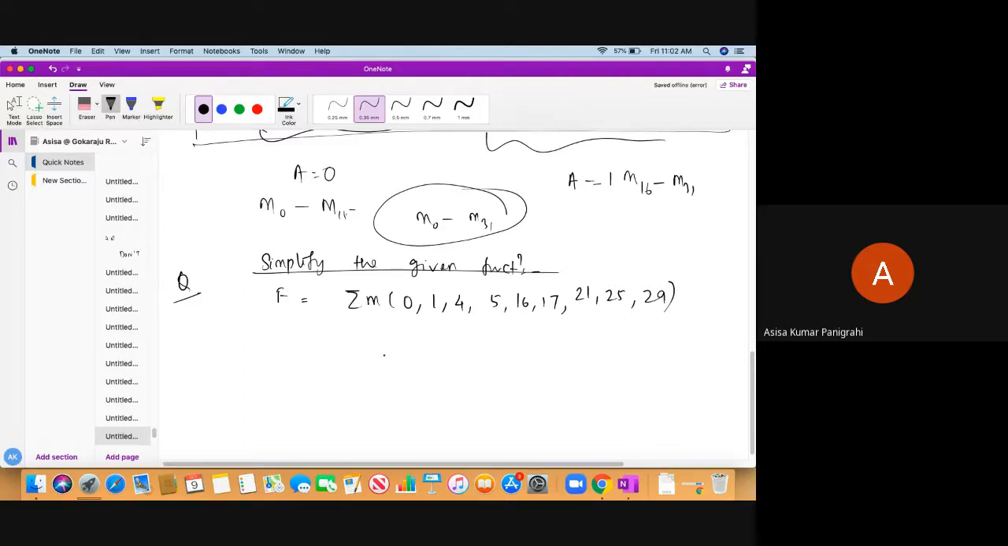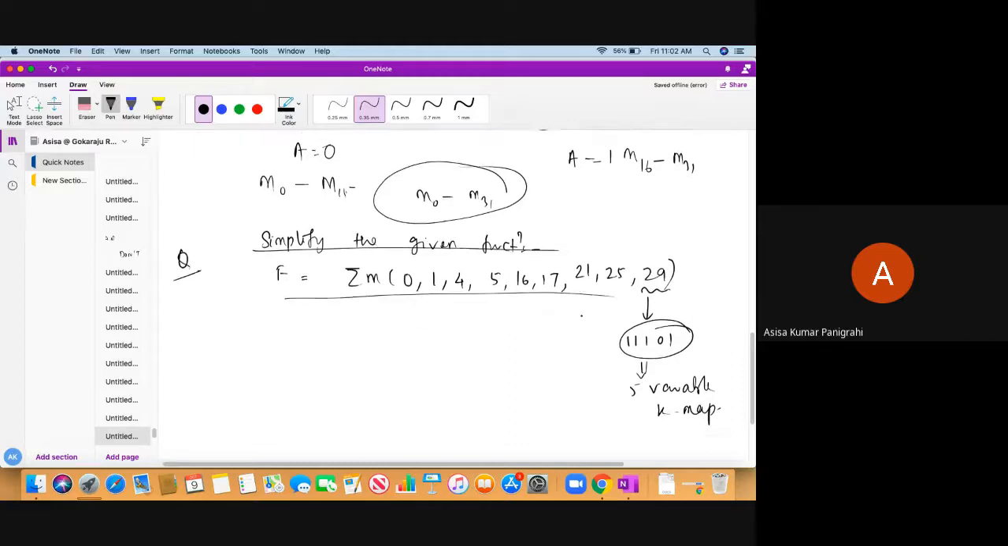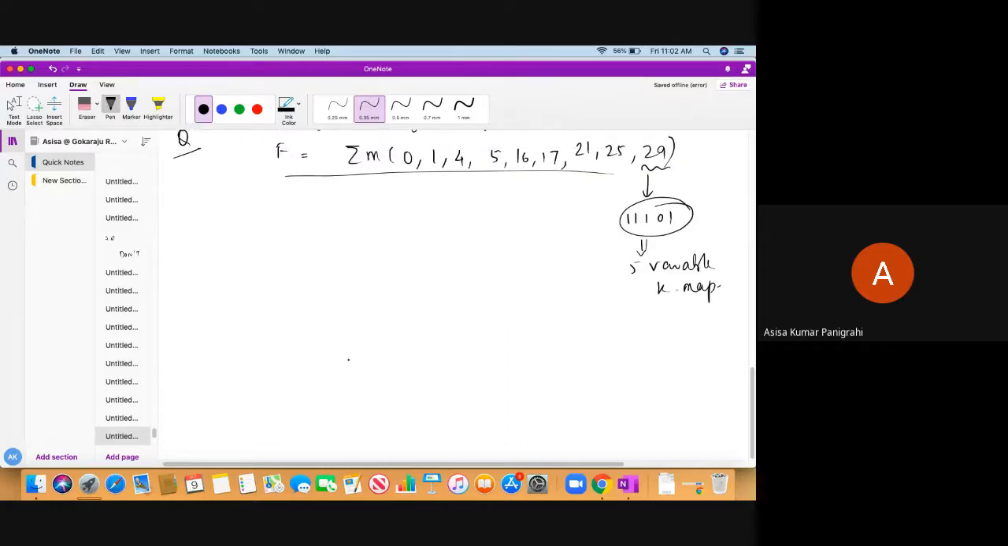By looking at this, tell me how many variables? It's 29. How can 29 be expressed? 11101. So we need a 5 variable KMF. Am I correct? We need a 5 variable KMF to simplify this particular function. So for this, you know what you have to do, how to construct it.